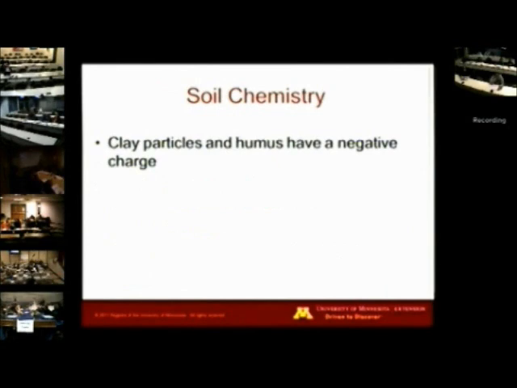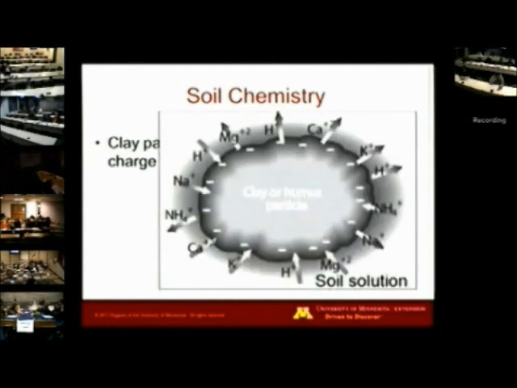A little on soil chemistry. Of course, clay particles and humus have a negative charge, and you can take a look here. Here is our clay or our humus particle, and you can see the negative charges around here, and you can see some of our cations, or our positively charged ions. We have magnesium, hydrogen, calcium, potassium, sodium, just to name a few. And you can see how they are attracted towards this clay particle.